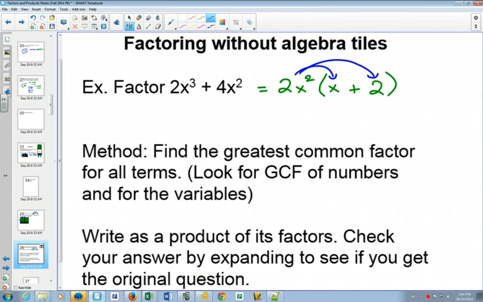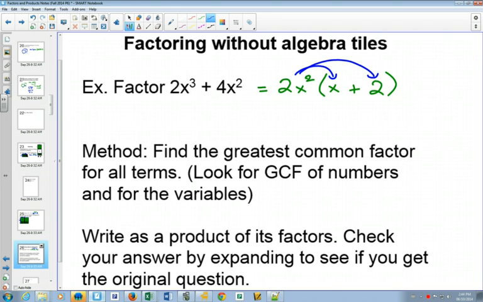This one started off cubed. We wouldn't even be able to draw this with algetiles. A cube would be like an x squared, but actually made into a cube. And so once you get into the higher level ones, you can't do it with algetiles, because some of them you can't draw with algetiles.